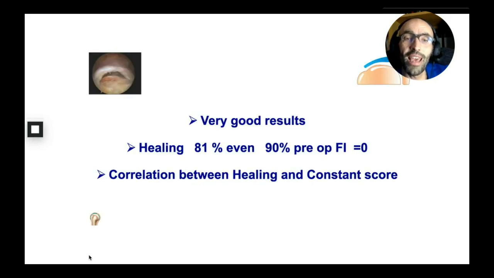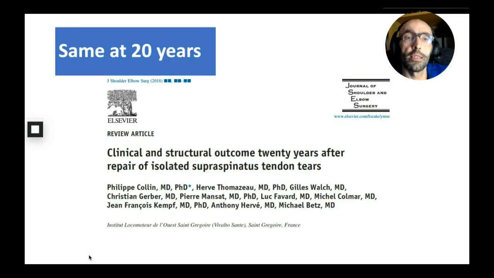We still have 80% of healed tendons at 10 years follow-up, and it was even 90% when it was only patients with fat infiltration grade 0. So it means that if you operate, you have very, very good results when you operate not too late, with patients without fat infiltration. Same result at 20 years, a bit less good, but almost the same on isolated supraspinatus tears.